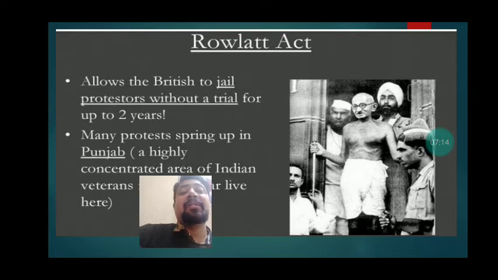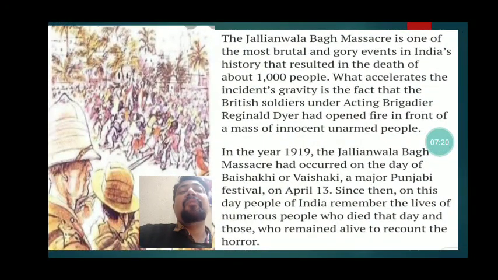and finally Indians got assembled to protest this. So when the protest was going on, we need to understand here, when the protest was going on, Gandhiji decided to observe All India Hartal on 6th of April. And finally, on 13th of April, in 1919, a Jallianwala Bagh massacre took place. So Jallianwala Bagh massacre is one of the most brutal and gory events in India's history that resulted in the death of around 1,000 people.